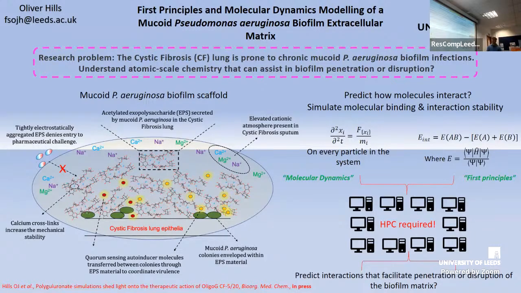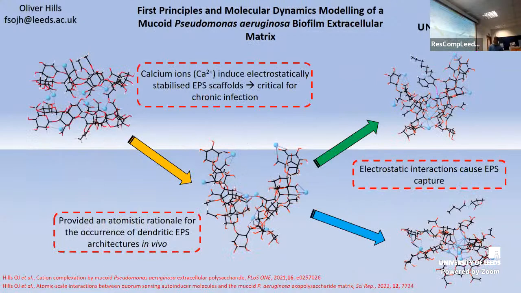As I mentioned, the idea is, can we look for therapeutically relevant molecular interactions, which can assist future drug designers in the design of novel antimicrobials that can eradicate these matrices. These are just a couple of snippets of the main results from my PhD research. We firstly identified that calcium ions, which are quite elevated in cystic fibrosis lungs, contribute to chronic infection through forming these tight, electrostatically stabilized matrices. We also used simulation to understand the morphology of these matrices under physiological conditions.